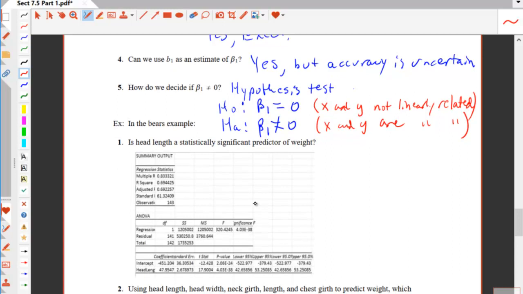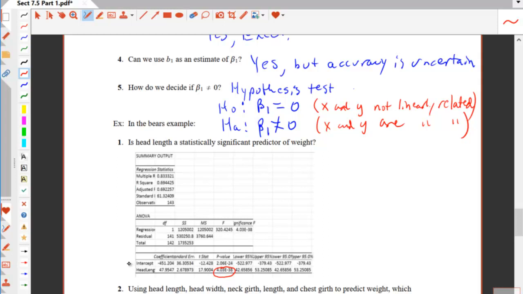So now it's time to come back to these output screens and gather more information. This is a big screen of information that's coming back from Excel, and we've only used a little bit. Let's use some more. Is head length a statistically significant predictor of weight? The place to come now is right here.